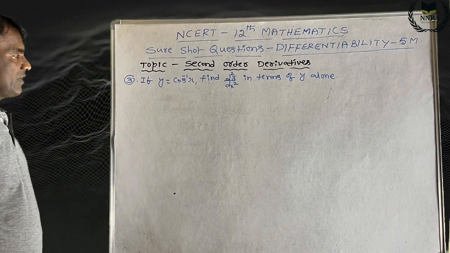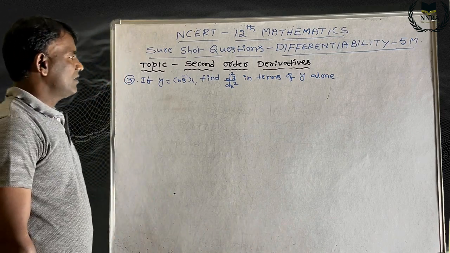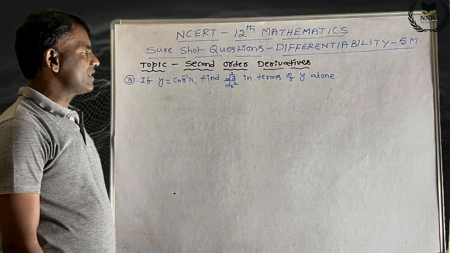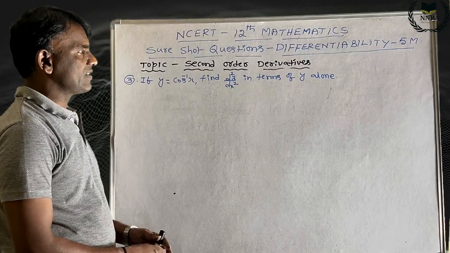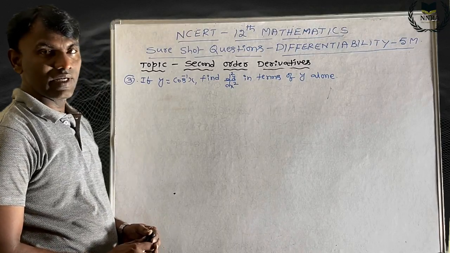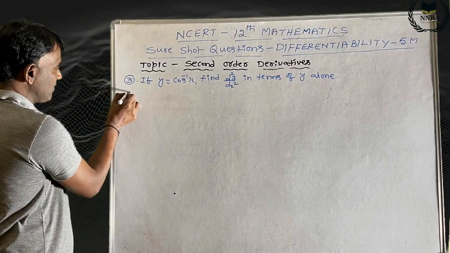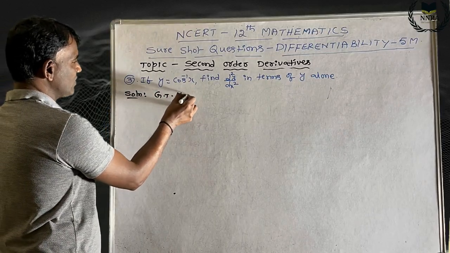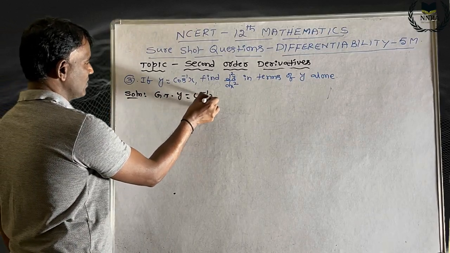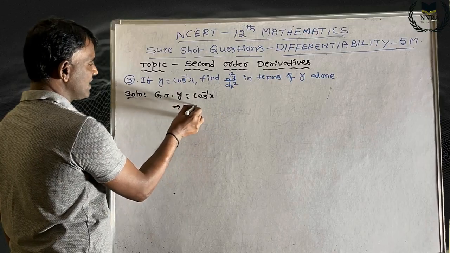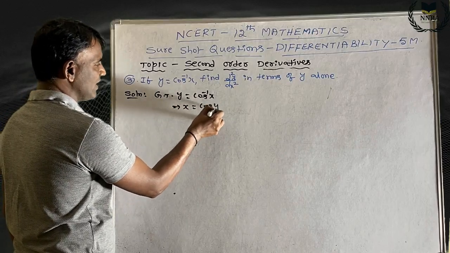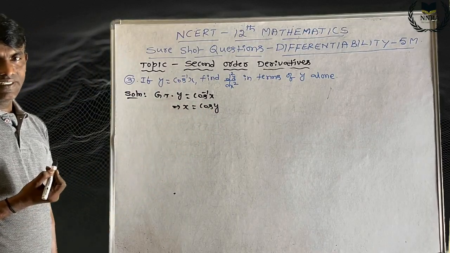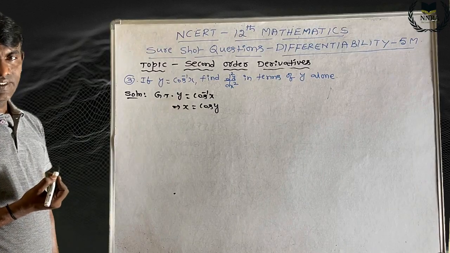Okay, now question number 3. If y equal to cos inverse x, find d square y by dx square in terms of y alone. Okay, now what is the given function here? So y equal to cos inverse x. From this we get x equal to cos y. Right?